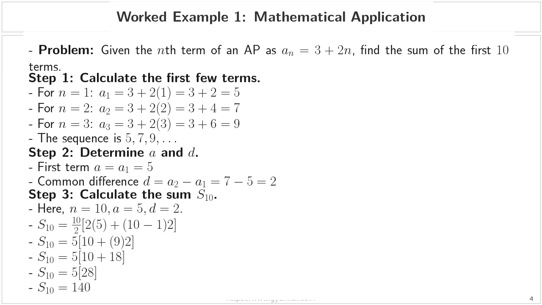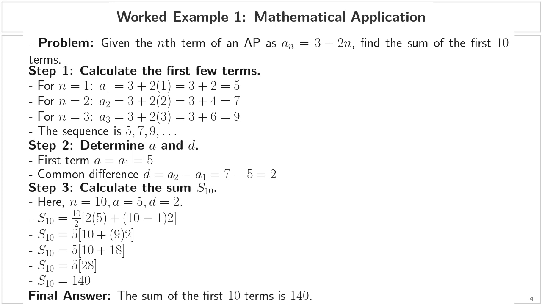Simplifying inside the brackets, 10 divided by 2 becomes 5. Inside the brackets, 2 times 5 is 10, and 10 minus 1 is 9. So the expression becomes 5, multiplied by the quantity of 10 plus 9 times 2. Continuing the simplification, 9 times 2 is 18, so we have 5 multiplied by the quantity of 10 plus 18. Adding the terms inside the brackets gives us 5 multiplied by 28. When we multiply 5 by 28, we arrive at our final result of 140. Therefore, the final answer is that the sum of the first 10 terms is 140.